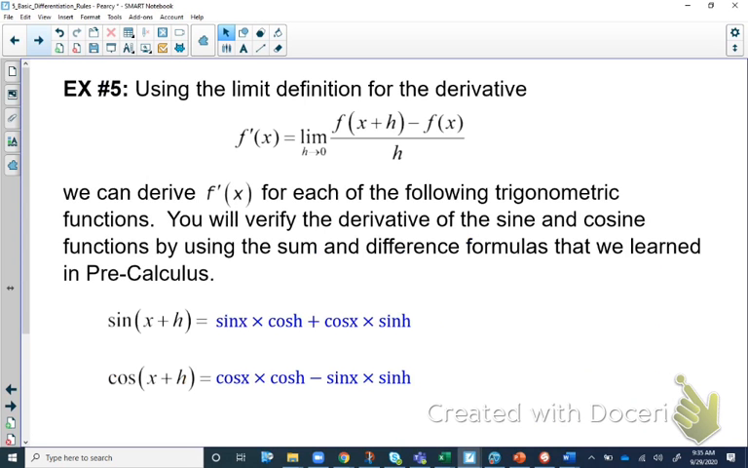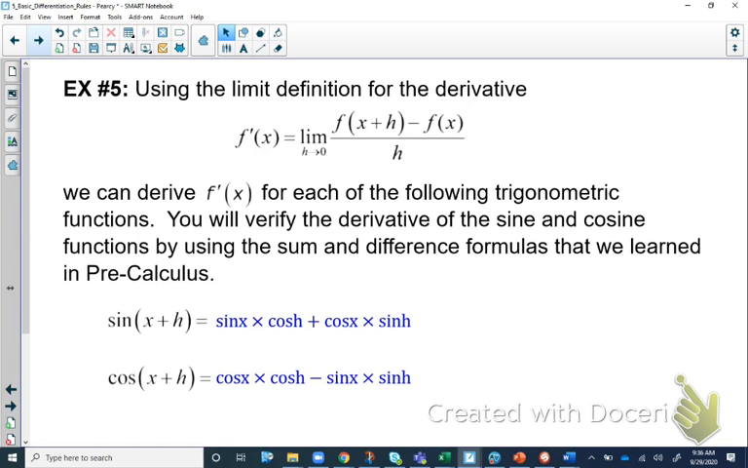But now what we're going to take a look at is getting into our proofs or our justifications about why we're able to say that the derivative of sine is cosine, or the derivative of cosine is going to be negative sine, and so on. Okay? So here, what it's asking you to do is look at the limit definition one more time to show why that's the derivative.